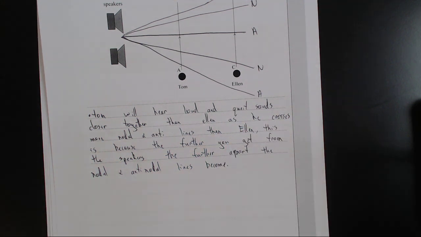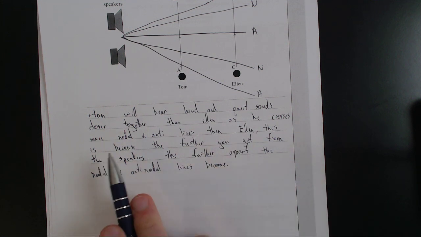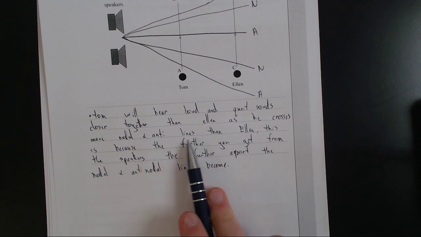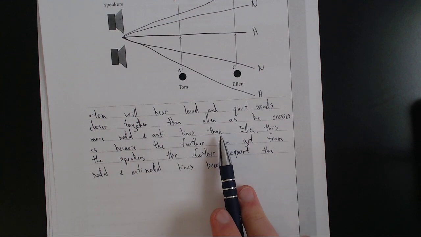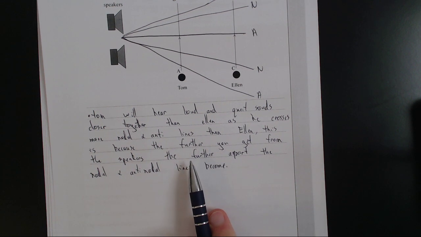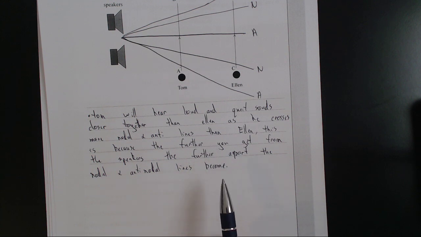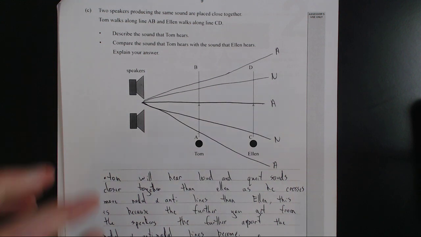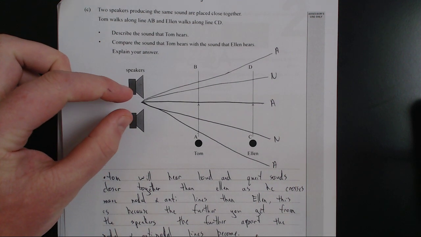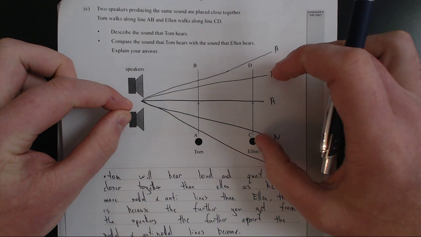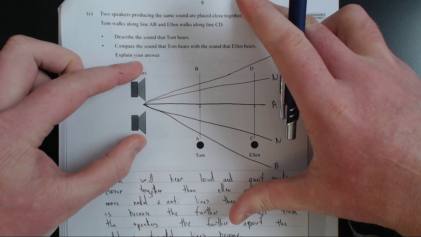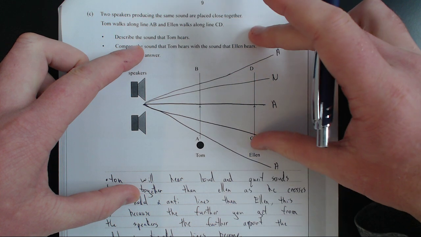Right, here we go. So, bullet point. Tom will hear loud and quiet sounds closer together than Alan as he crosses more nodal and antinodal lines than Alan. This is because the further you get from the speakers, the further apart the nodal and antinodal lines become. If you bunch the speakers closer together like so, the nodal and antinodal lines spread out, and if you pull them apart like so, they all bunch together.